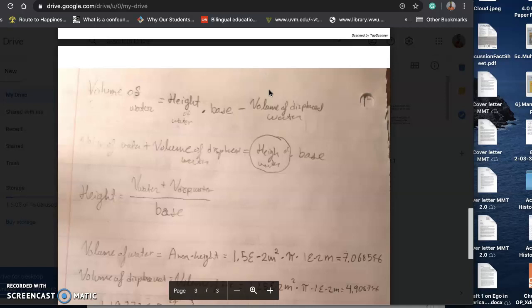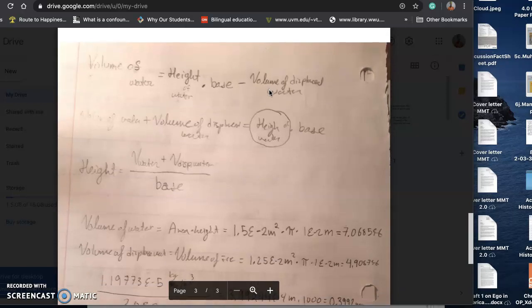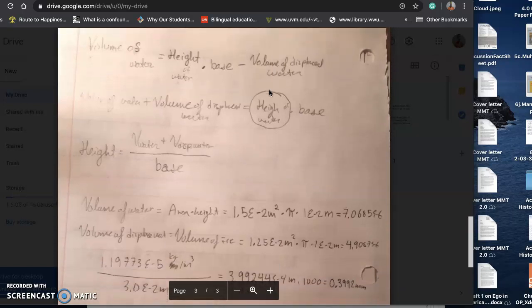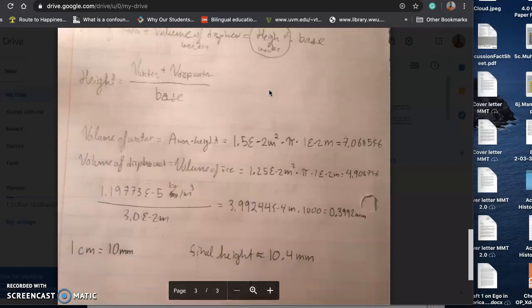Now we know both components as calculated here, which allows us to then find that the end value is about 0.399 millimeters. And if you add that to the factor of 1 centimeter being 10 millimeters, then the end result is 10.4 millimeters. And this is within acceptable margins for when I did an experiment like this with my own glass of water and a piece of ice.